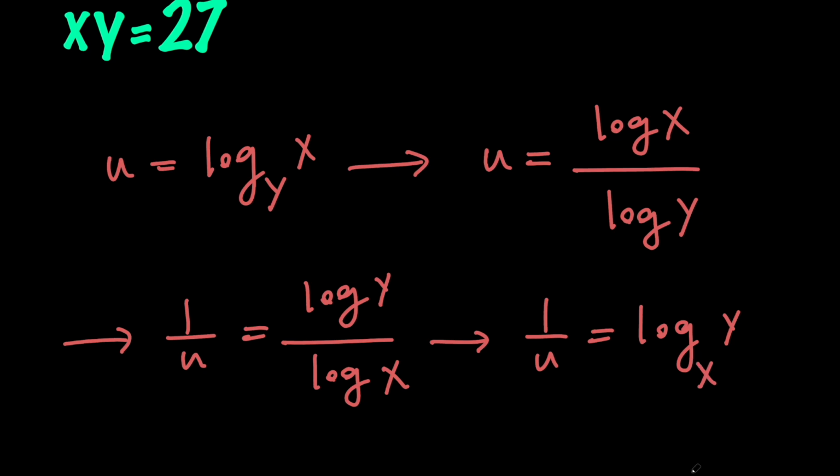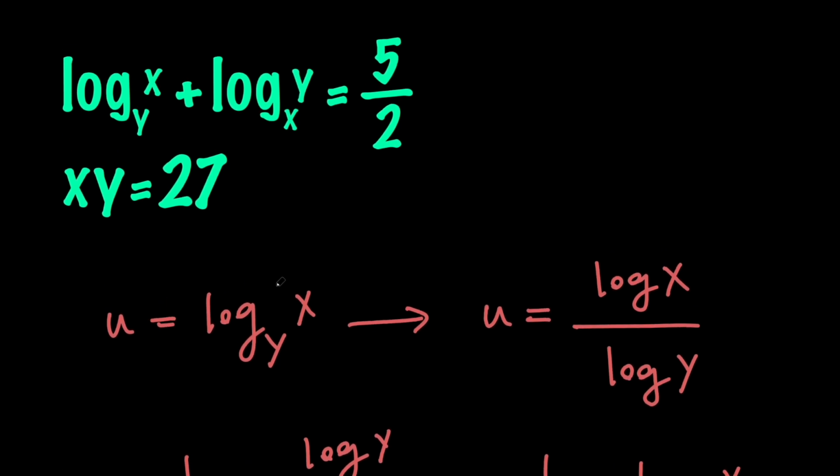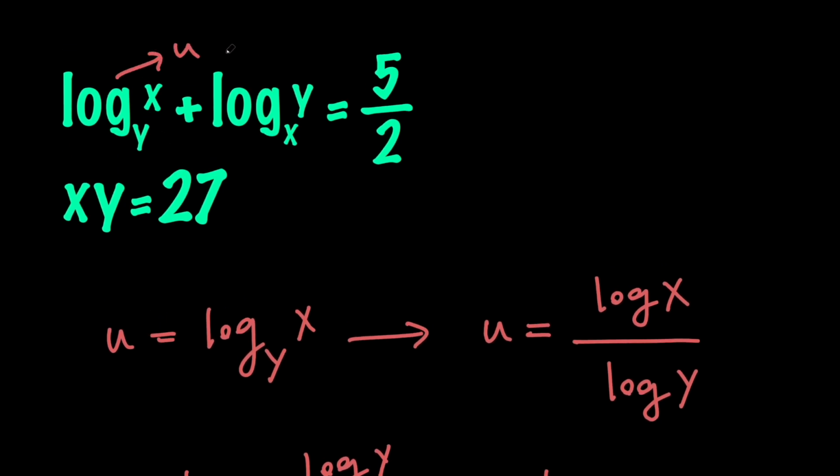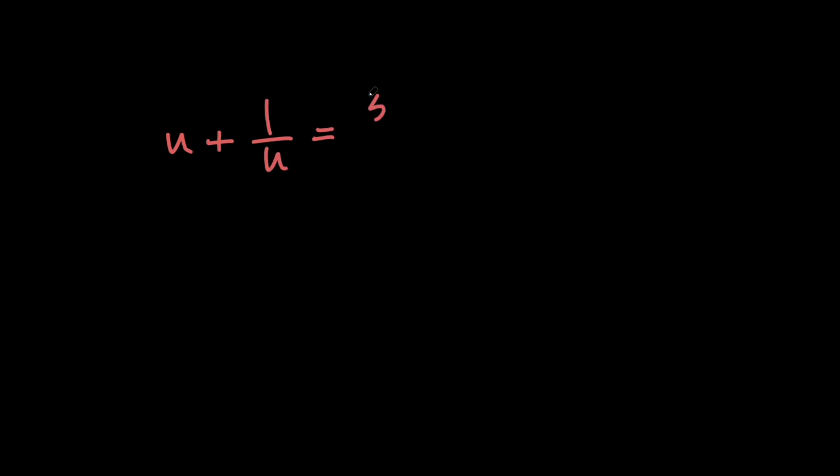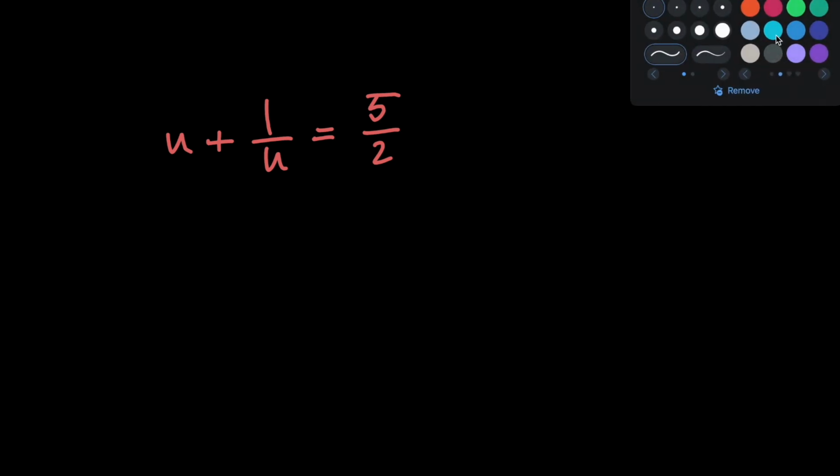Great. So that means that once we replace this with u, this is going to be 1 over u, which means that we have u plus 1 over u equals 5/2. Awesome. So let's work on this equation and try to solve for u.